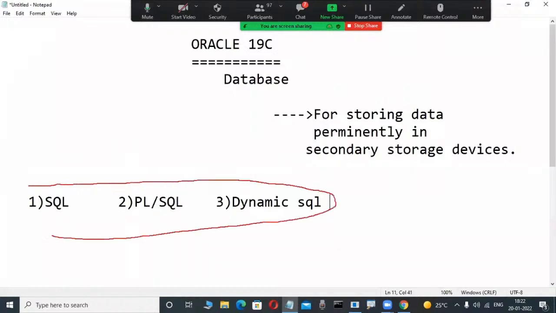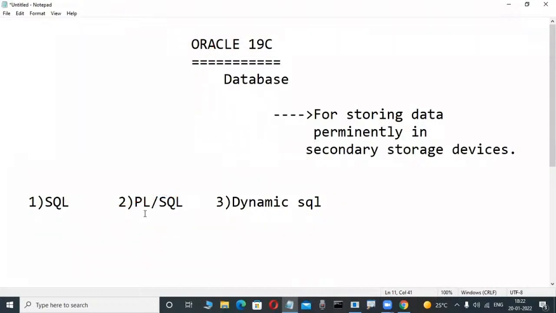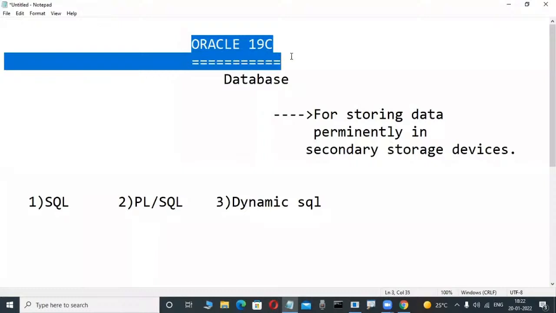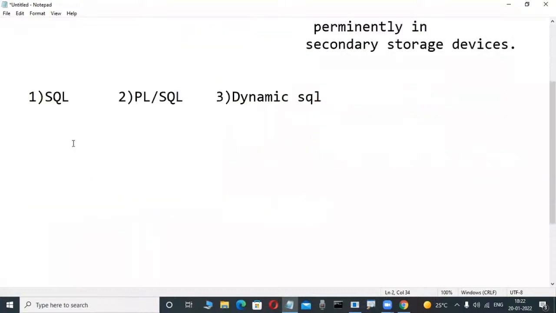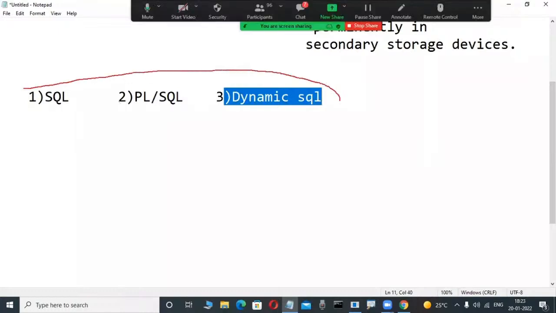Through these three languages we are operating this software, Oracle software. That is most powerful. In companies, a little bit of SQL knowledge and a little bit of PL/SQL knowledge is there, and many different types of jobs are there. Oracle is a product from Oracle Corporation. To operate this relational database product, we learn SQL, PL/SQL and Dynamic SQL. These three languages we are learning in our course.